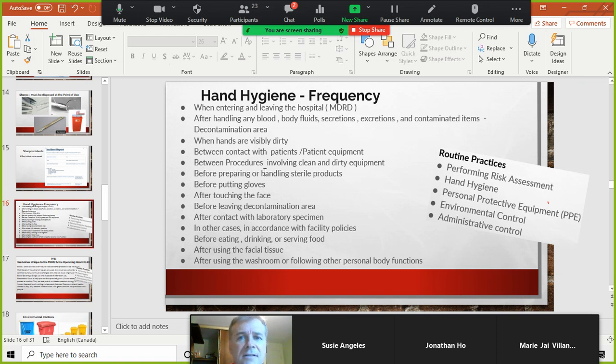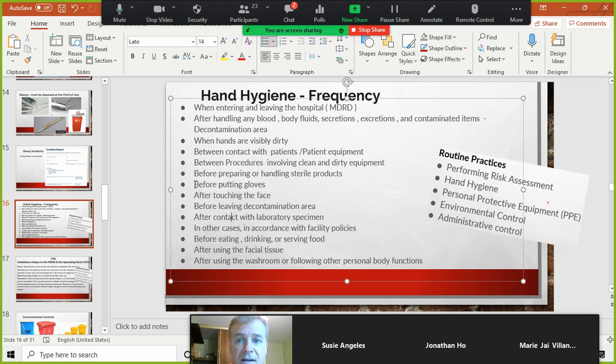And when your hands are visibly dirty, wash them. Between contact with patients and patient equipment. We've already covered these, but now we're dealing with a different aspect. Washing hands, touching your face, washing your hands. Do you wash your hands before putting on gloves? And all these kinds of things, right? Eating, drinking after lunch. When you leave the lab, you go for a coffee break. Do you come back in? There's got to be policy. Okay.